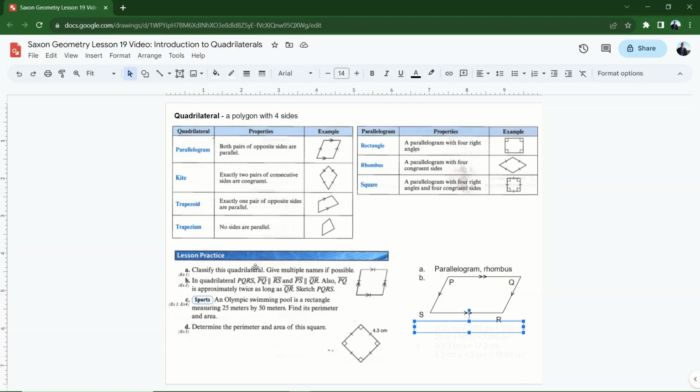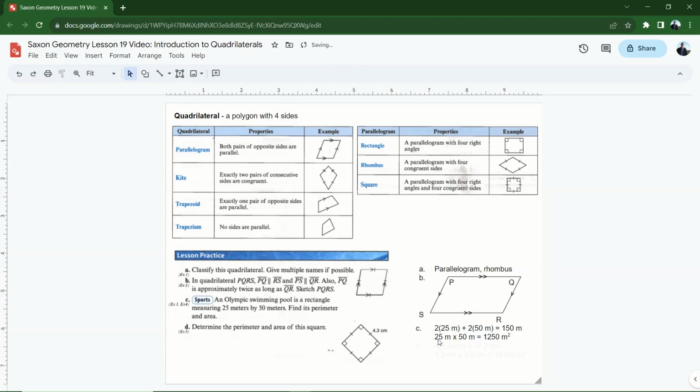All right. Let's move on to letter C. An Olympic swimming pool is a rectangle measuring 25 meters by 50 meters. Find its perimeter and area. Well, to find the perimeter, I'm just going to multiply 2 sides times 25 meters plus 2 sides times 50 meters. Or I could do 25 plus 25 plus 50 plus 50. Perimeter is easy. Okay, it's going to be 150 meters. Area is not hard either. Area is just going to be base times height, 25 times 50. Really simply, 25 times 50 is 1,250, and in this case it's in meters, so I'm going to write meters squared as my label.